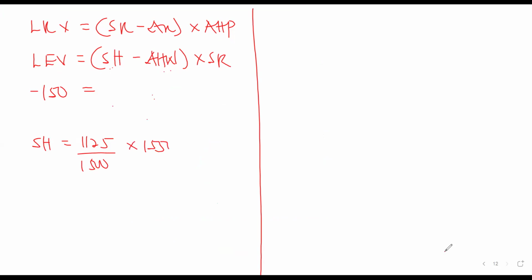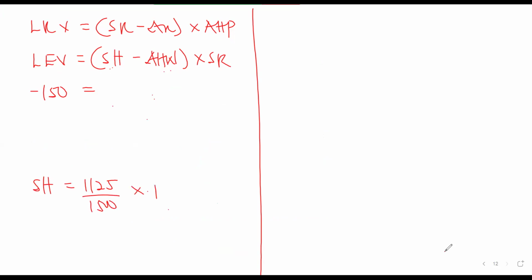Is that correct? Our actual production is 1,550. So our standard hours will be equal to the standard hours per unit, 1125 divided by 1,500, multiplied by the actual units produced. That is the standard hours. That will give us how much? 1162.5. So we have 1162.5 minus the actual hours worked.